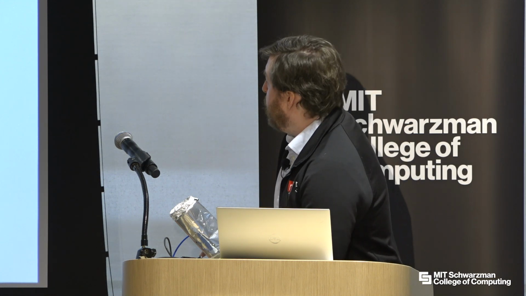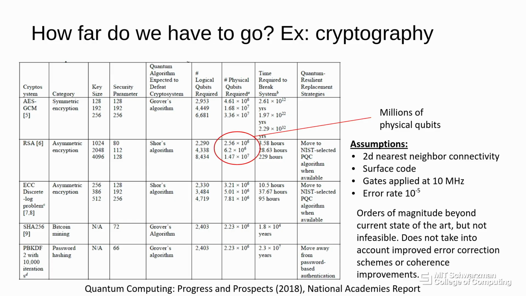How far do we have to go? Well, it depends on your assumptions, and these assumptions are constantly changing. If you, for example, assume a 2D nearest neighbor connectivity, a surface code, gates applied at 10 megahertz, error rate of 10 to the minus 5, in this 2018 Quantum Computing Progress and Prospects National Academy's report, it was estimated that it would take 10 to the 6 to 10 to the 7 physical qubits to do something like break RSA using Shor's algorithm.